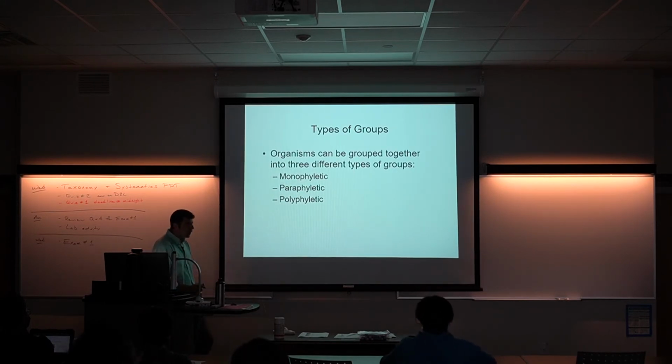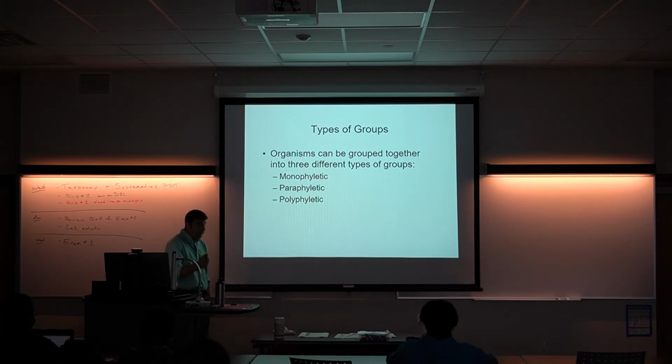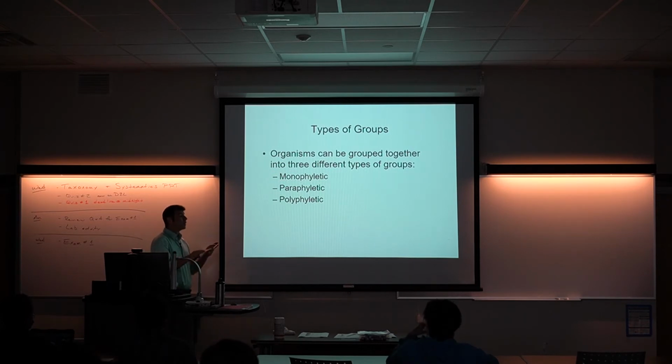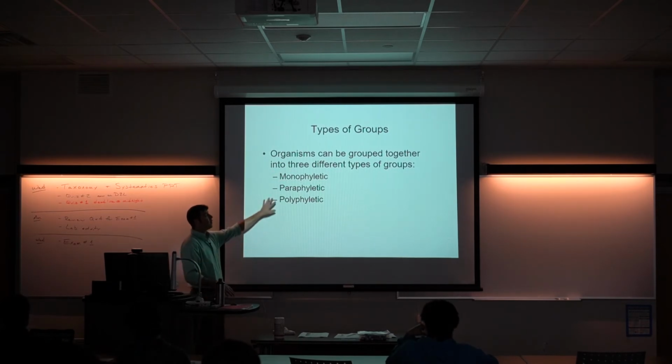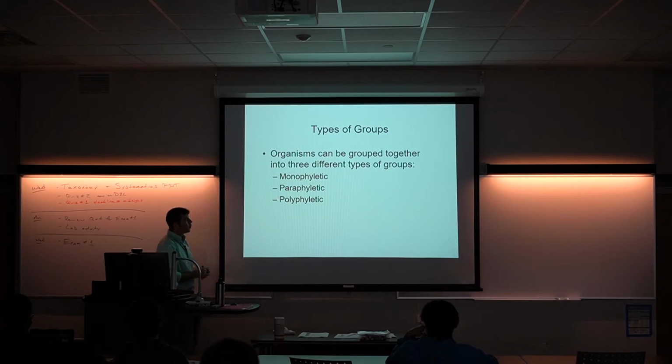When we start drawing these cladograms, what we are trying to draw are clades. I've said that term a lot, but another word for clade is monophyletic group. So maybe put a star next to monophyletic group, because this is what we are trying to draw when we draw these cladograms. We are trying to avoid drawing the other two, paraphyletic groups or polyphyletic groups.